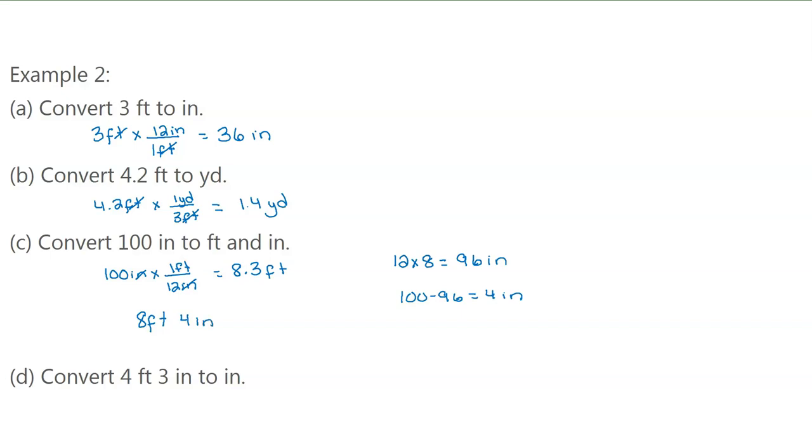Now for the last one, we're going to work backwards. We're given 4 feet 3 inches, and we need to convert that to all inches. So let's start by converting 4 feet into inches. So I'm going to multiply that by 12 inches over 1 foot. So we cancel, and now I multiply 4 times 12, which is 48 inches. Now I also have these 3 inches here, which I need to add on. So 48 inches plus 3 inches gives me a total of 51 inches.